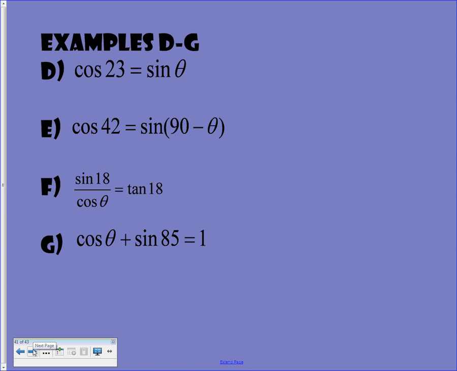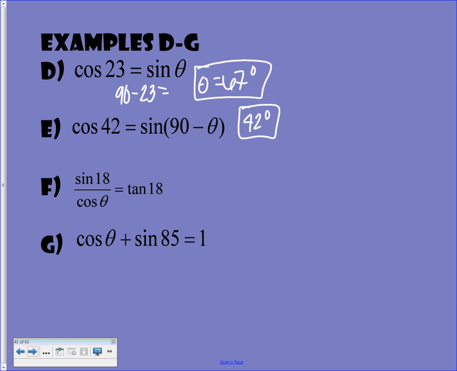And then D through G are just asking, do you understand the properties? So if D says cosine of 23 is the same as sine of something, that's where we talked about the fact that they added up to 90. So all I would do is 90 minus 23. So theta here would equal 67 degrees. Example E says cosine of 42 is sine of 90 minus what? Well, that would just be the 42 from the other side. So read carefully. Example D actually wanted you to subtract it.